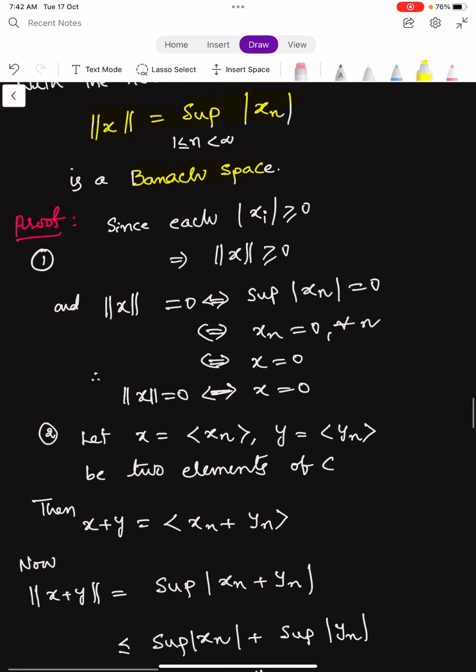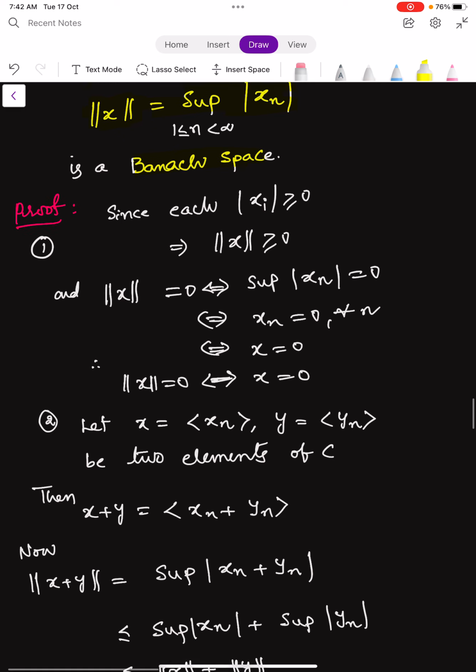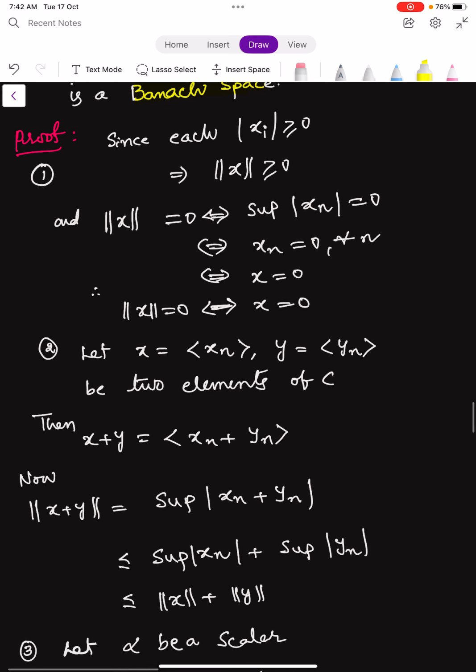Here observe that we define the norm as ||x|| equals the supremum of the sequence. First we show that it is a normed linear space, and then we show that it is complete. It satisfies the completeness property, which means every Cauchy sequence in it is convergent.